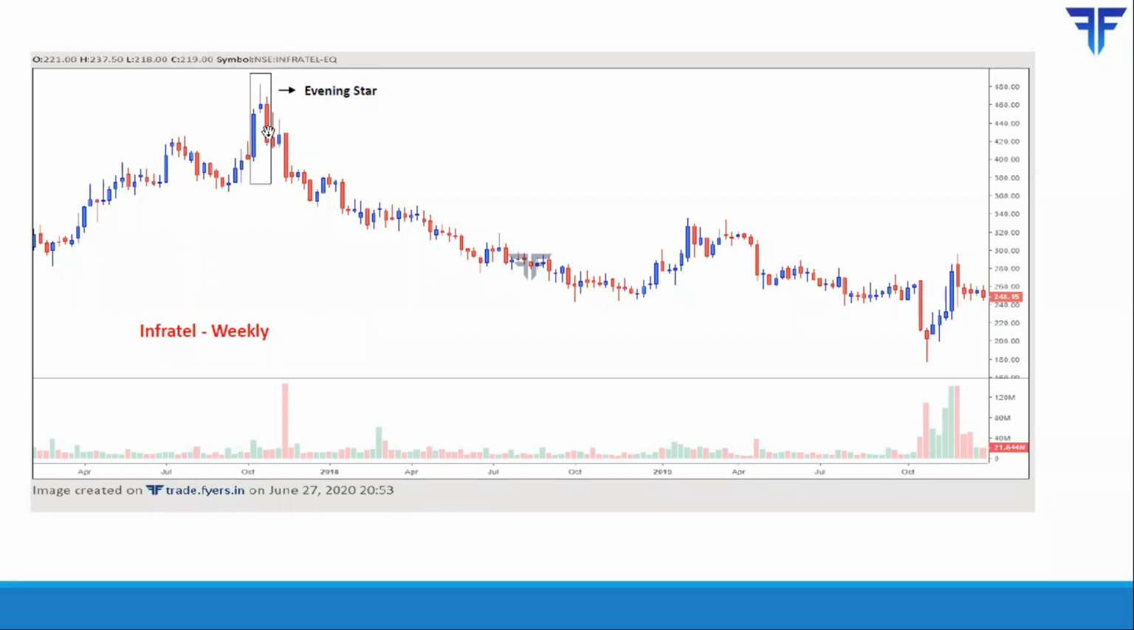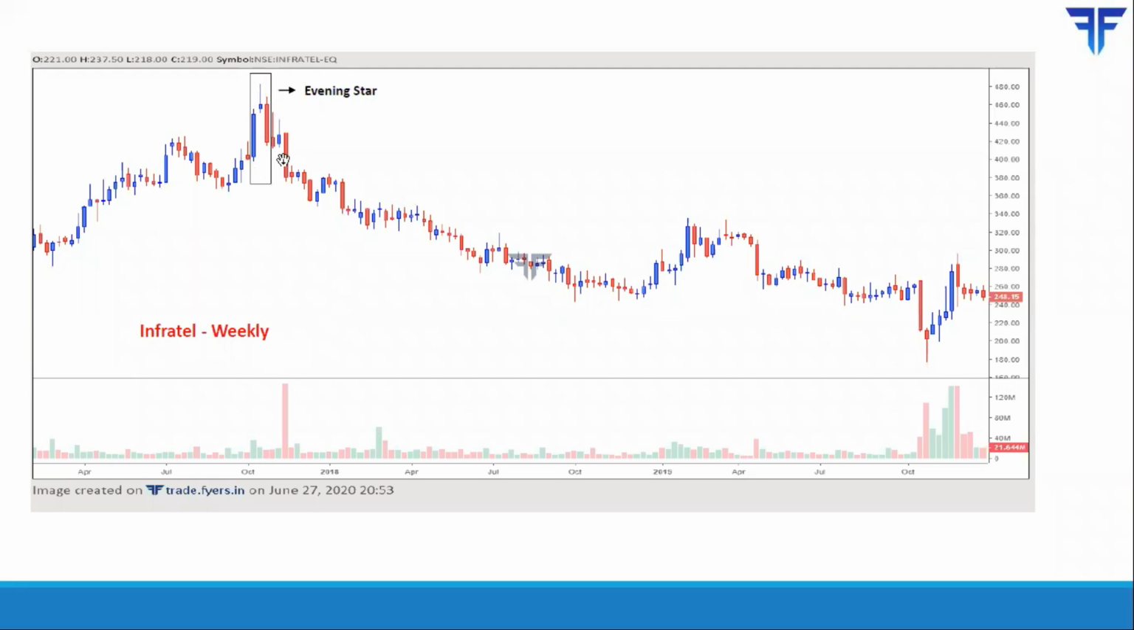So as you can see, once the low of the third candle broke, that was an indication to sell by keeping a stop loss above the high of the second candle. And as we can see, the price of the security in question fell sharply in the next several weeks. Remember, this is the weekly chart.